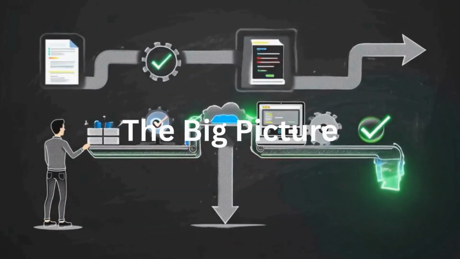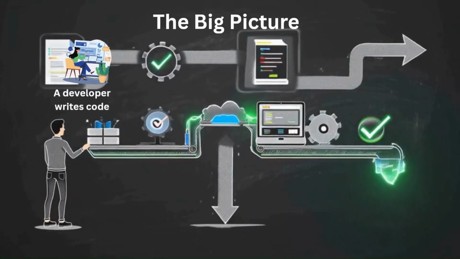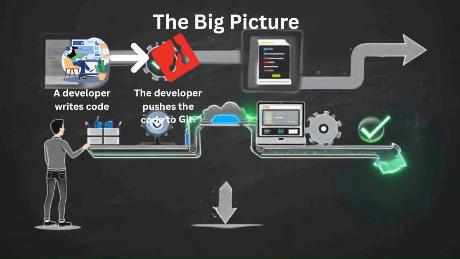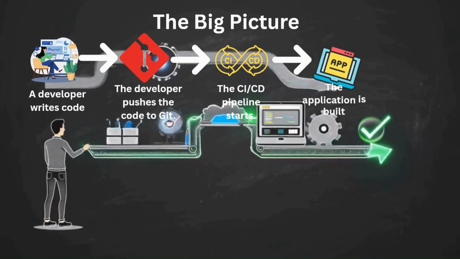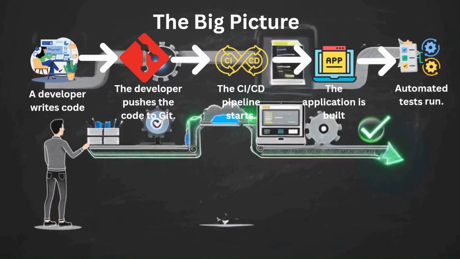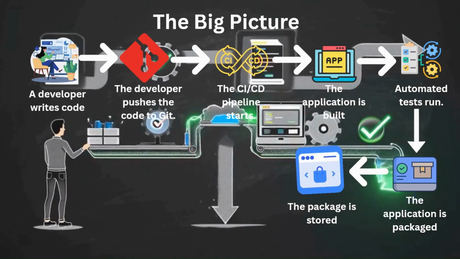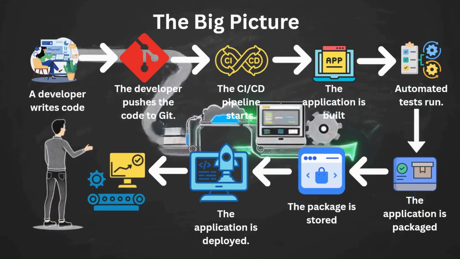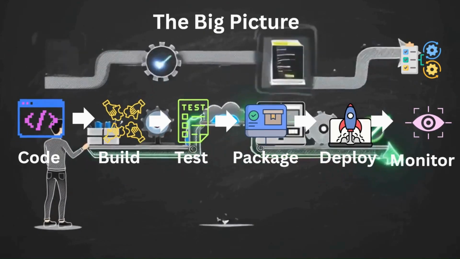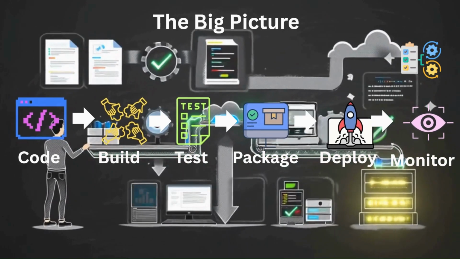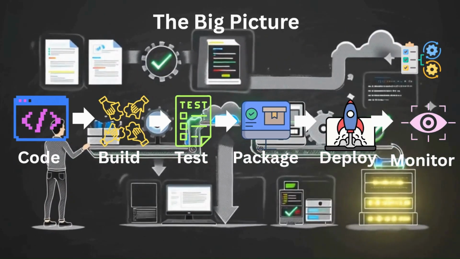The big picture. Let's visualize a typical CI/CD pipeline. A developer writes code. The developer pushes the code to Git. The CI/CD pipeline starts. The application is built. Automated tests run. The application is packaged. The package is stored. The application is deployed. Production is monitored. So the basic pipeline looks like code, build, test, package, deploy, monitor. This is the most important diagram to remember from this entire video.